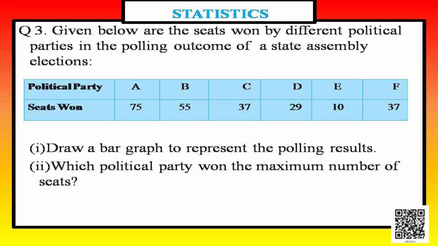The question is, given below are the seats won by different political parties in the polling outcome of a state assembly election. The numbers are given in a tabular form, and then at the end it is asked to draw a bar graph to represent the polling results, and the second part, which political party won the maximum number of seats. So here is the solution for question number 3.